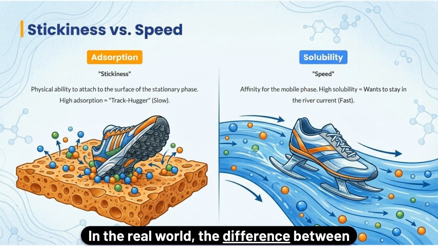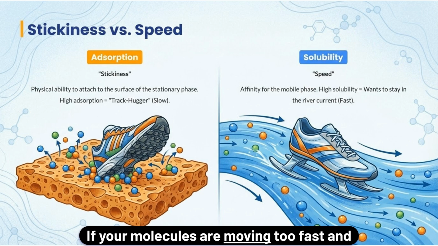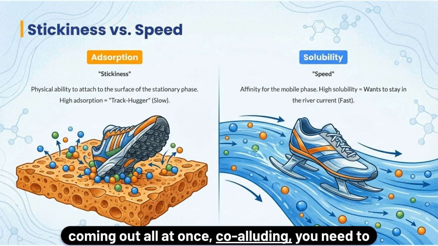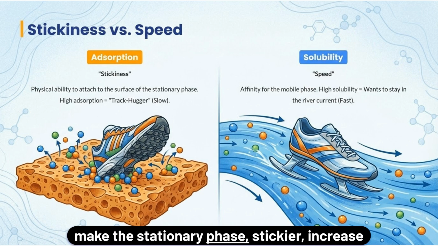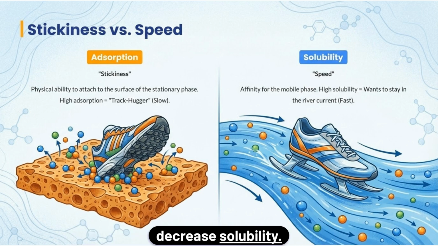In the real world, the difference between a pro and an amateur is knowing how to balance these two. If your molecules are moving too fast and coming out all at once, co-eluting, you need to make the stationary phase stickier, increase adsorption, or the mobile phase weaker, decrease solubility.